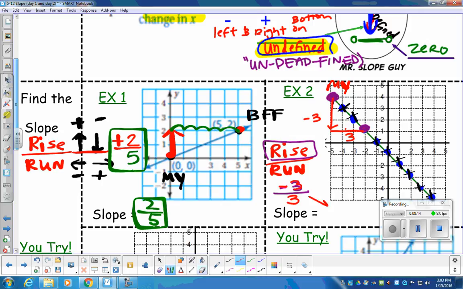In lowest terms, -3 divided by +3 is -1. Slope of that line is -1.